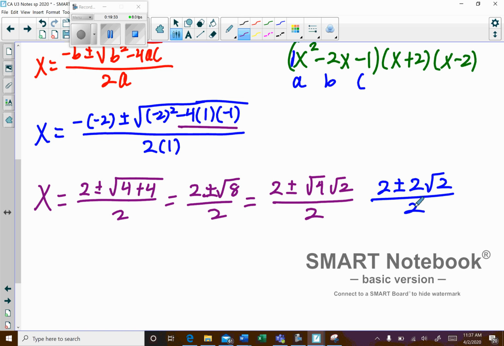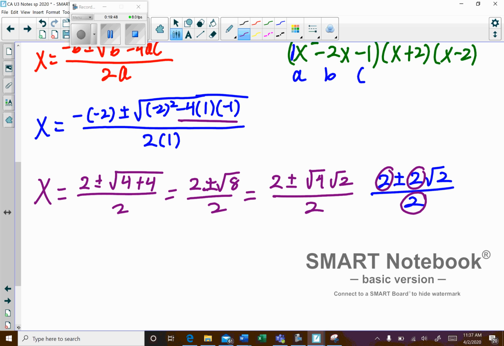And they all are divisible by 2. All these are divisible by 2. Now leave the radical alone. Don't ever mess with that when we're doing the quadratic formula, except to simplify it if possible. So that'll simplify into 1 plus or minus square root of 2. If you want to put the 1 in front, it's not really necessary. So there are 2 of your answers, and then the other 2 are from up above over here.